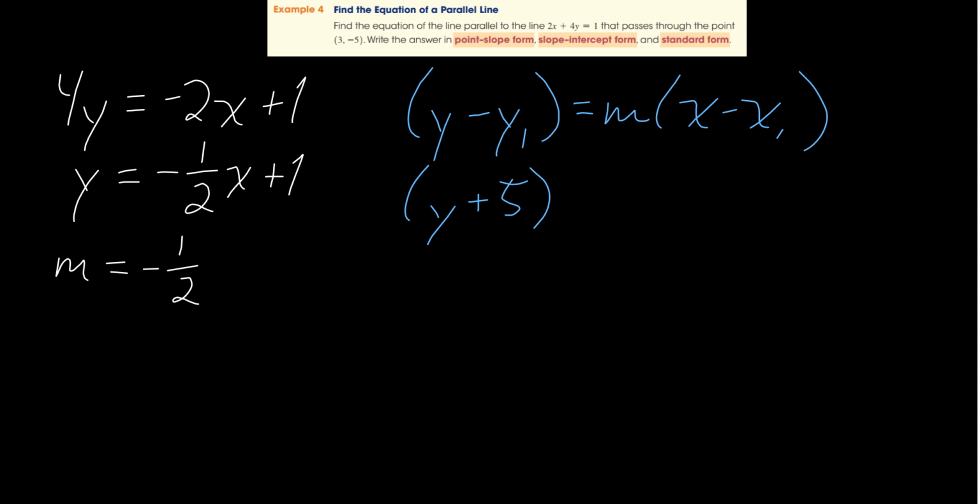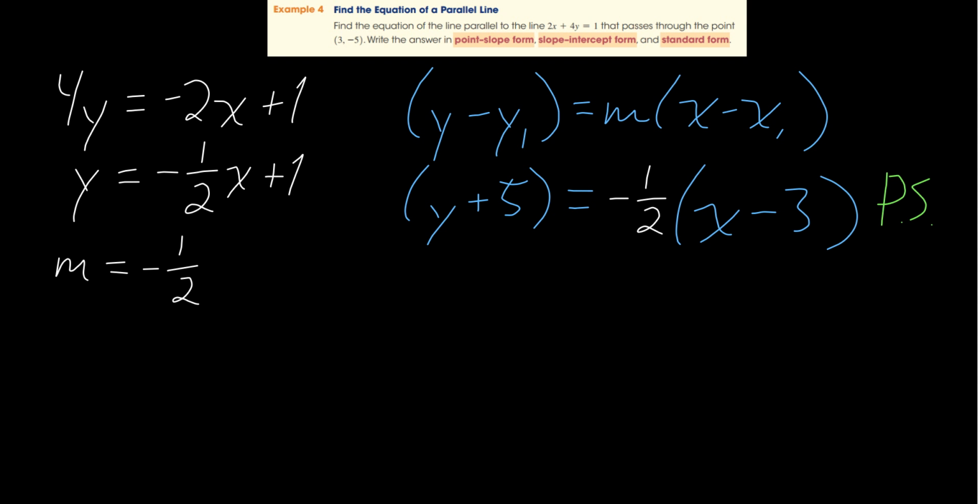Anyways, so I've got y plus 5, and then it's equal to, okay, I need a line that's parallel, so I just need the exact same slope, right? So -1/2, and then x minus 3. Okay, so this is point slope form, so I'm going to denote this as point slope.